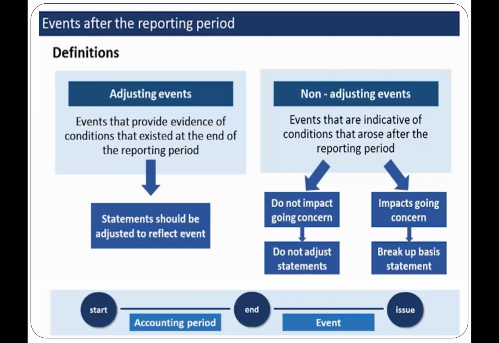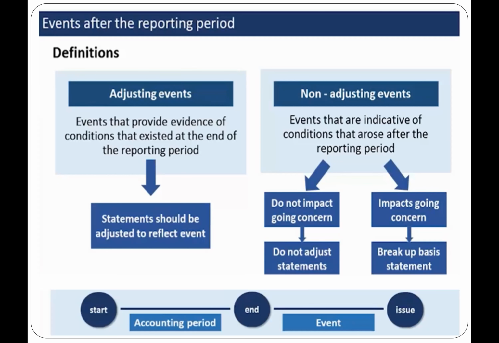So if events come to light after the reporting period that suggest that the company is no longer able to operate into the foreseeable future, it means the basis upon which we prepared at 31 December, which is the going concern, is no longer valid because of the circumstances that we now know, which means we need to change from a going concern basis to a break-up basis. Right? So that's if the conditions are severe.